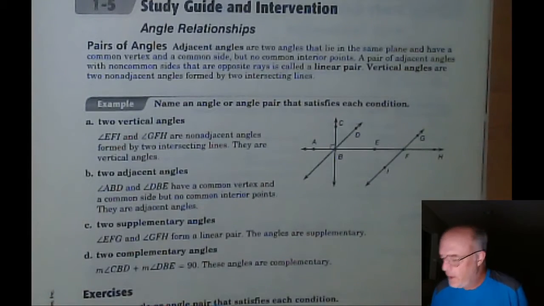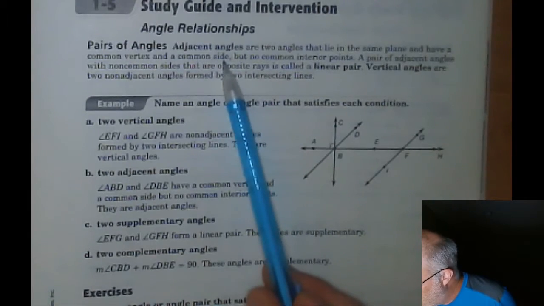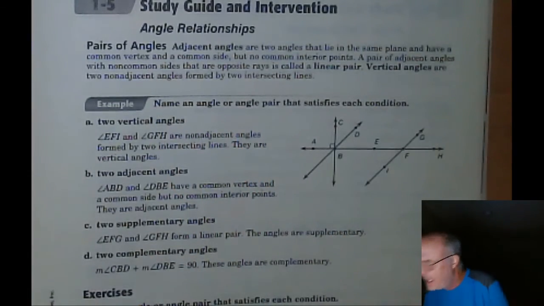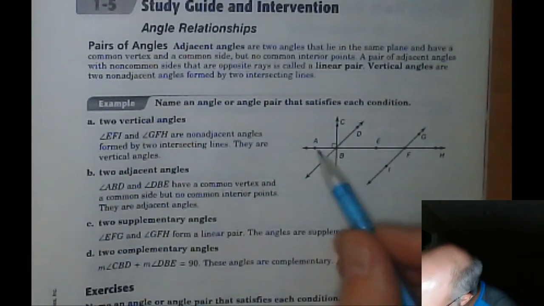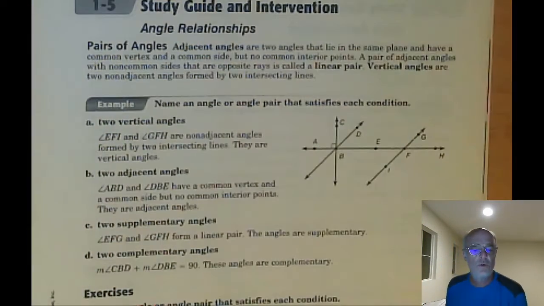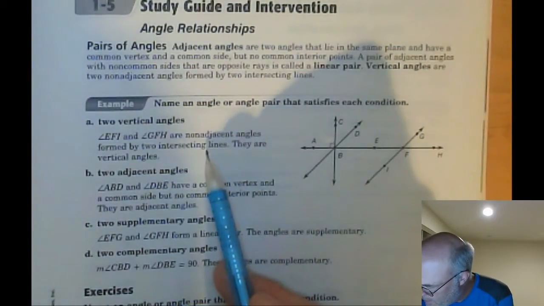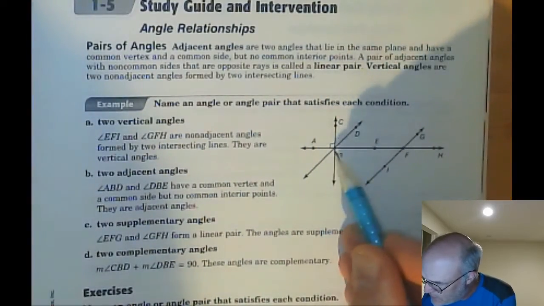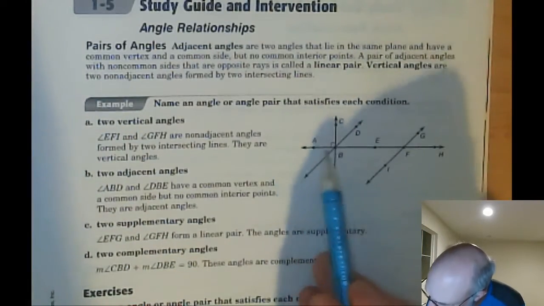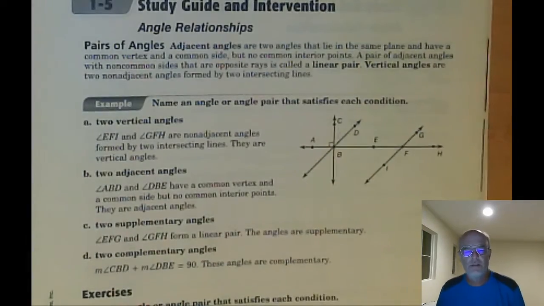Okay, so in 1.5 we have to talk about these different pairs of angles. You've got adjacent angles, which are two angles that lie in the same plane and have a common vertex and a common side, but no common interior points. So that means they're next to each other and they're touching, like ABC and CBD. Those two are adjacent angles. Now ABC and DBE are not adjacent because they're not sharing a common side.